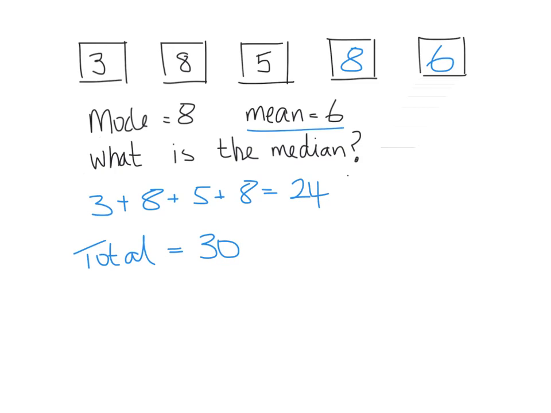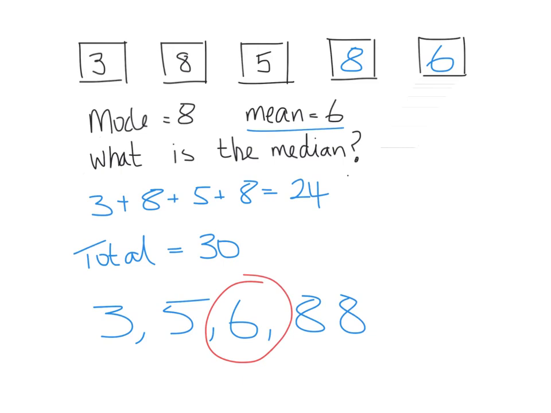Now the question asks me what's the median. Now in order to find the median, I must put the numbers in order from smallest to biggest. So the smallest is 3, then 5, then 6, and then my 2 8s. The median is the number in the middle, so the median is 6.